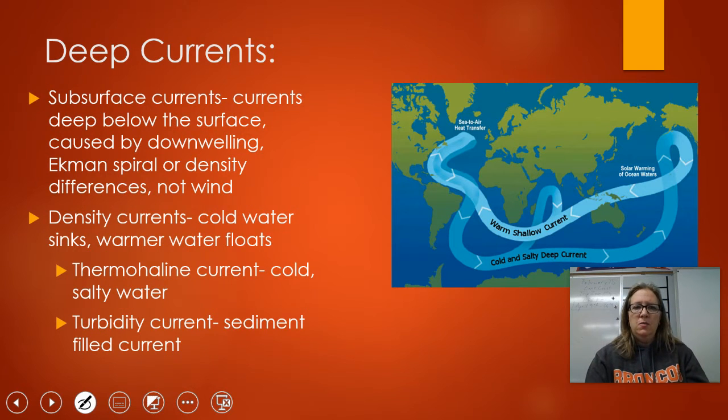All right, finally we get these deep currents. The currents we talked about already were surface currents, okay? So subsurface currents below the surface are affected by things like that Ekman spiral, that downwelling, upwelling, all that stuff. Density differences, and I'll show you that difference in just a second, but not wind. Okay, those global winds have no effect on these subsurface currents.